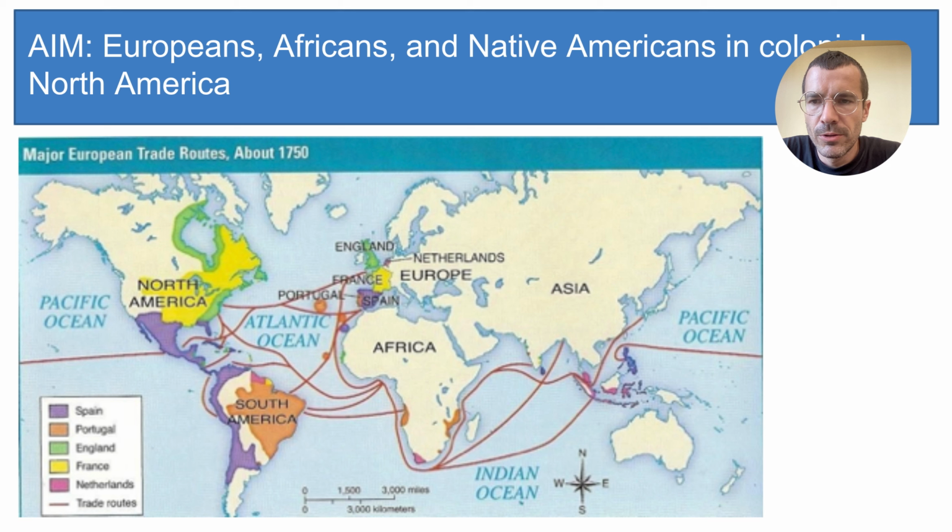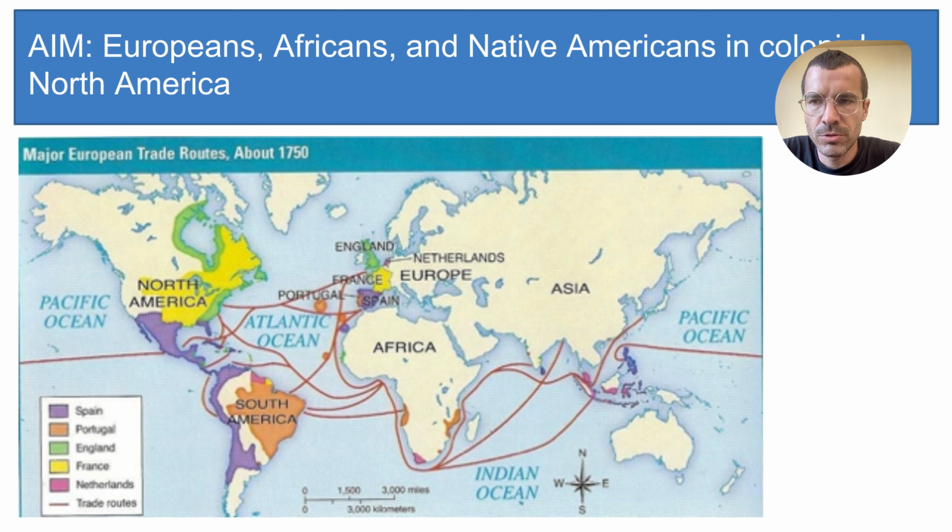In the last video, you learned about European imperialism in the New World. That's this part of the world that includes North America and South America. And today, we're going to focus just on North America, and we're going to look at three different cultures that came together there as a result of imperialism.